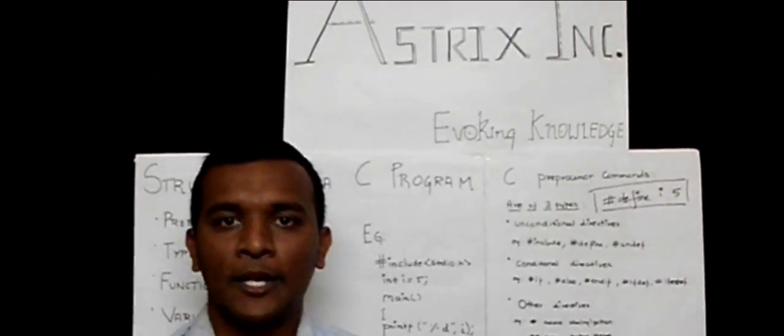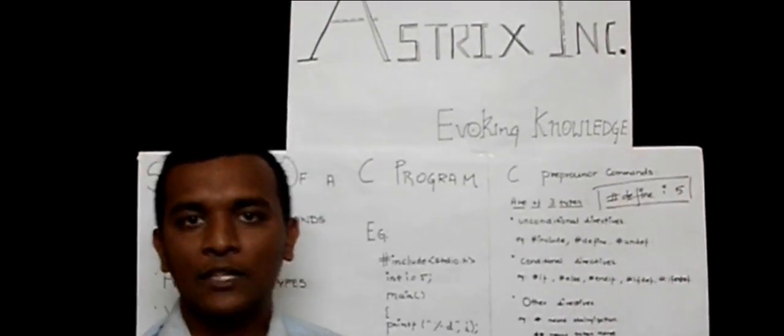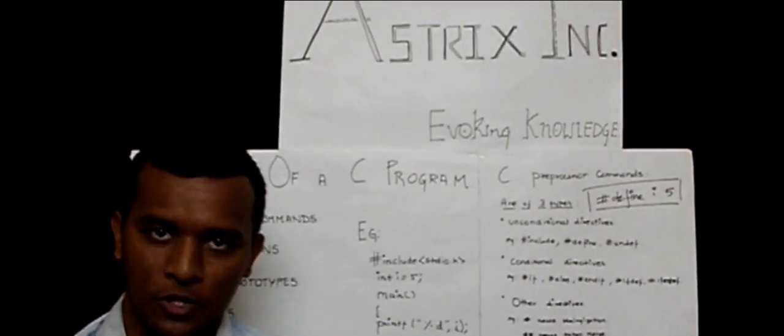So far we did preprocessor directives in level 1. We're going to deal with type definitions in level 2 of version 1.0.